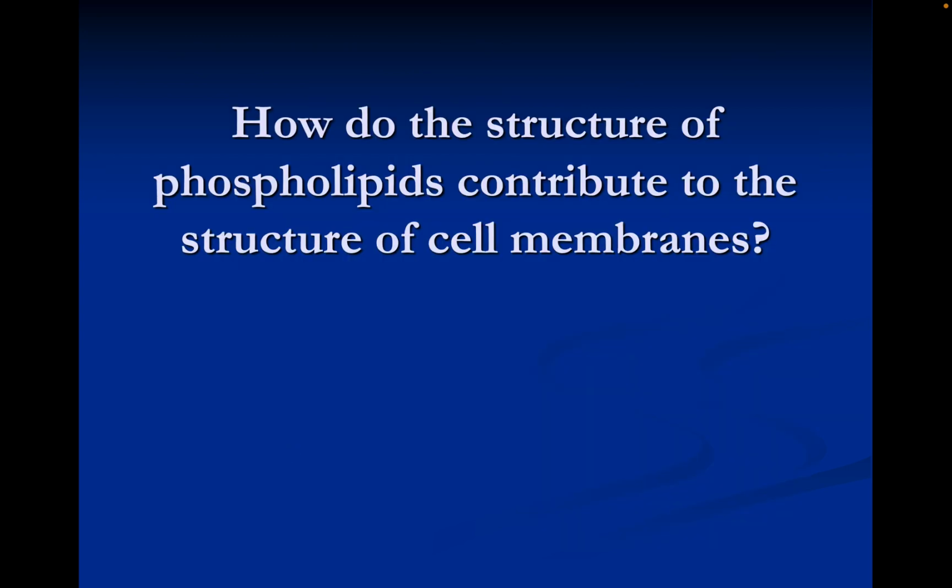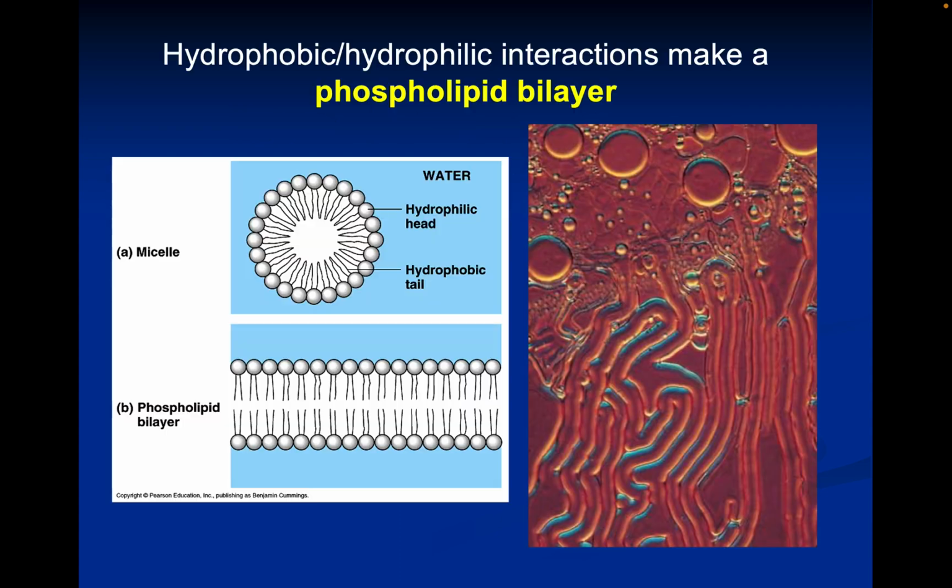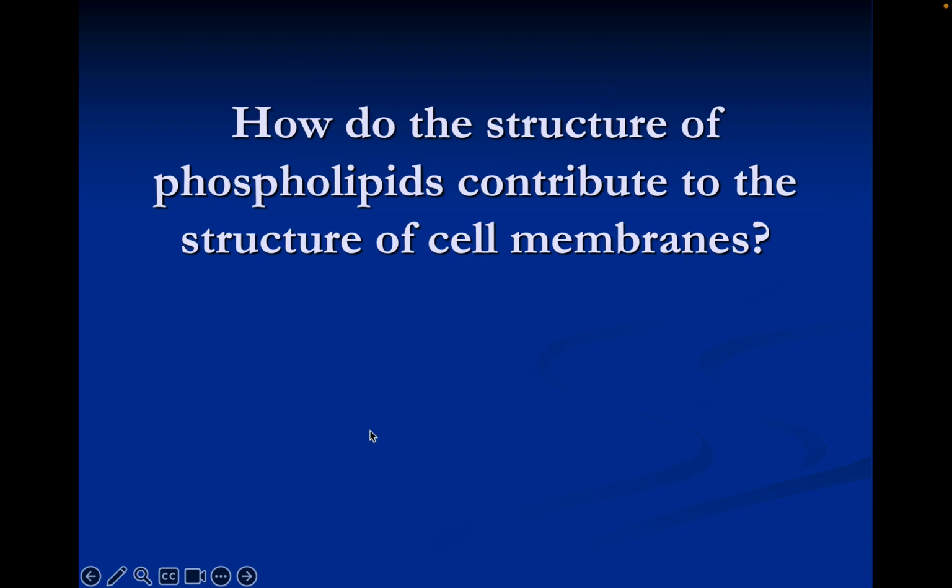All right, how does the structure of phospholipids contribute to the structure of cell membranes? So I showed you just a straight chain of that. Imagine it makes a whole sphere to encompass a whole cell. Describe how important that might be here, or draw a picture.